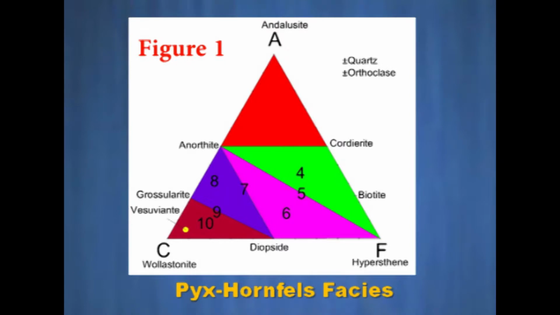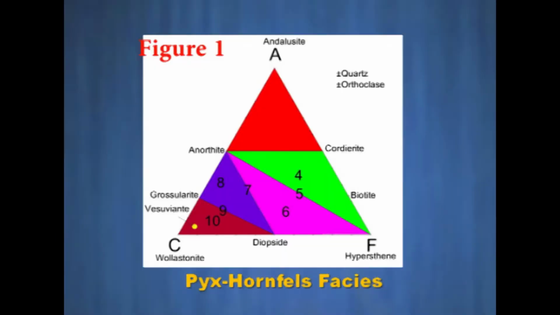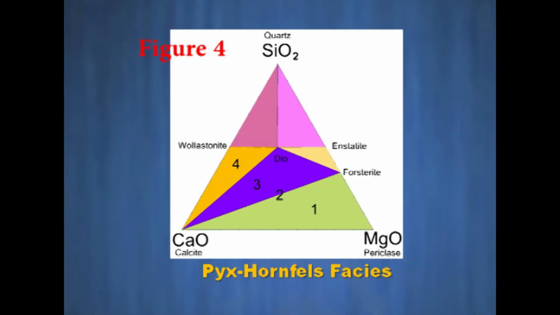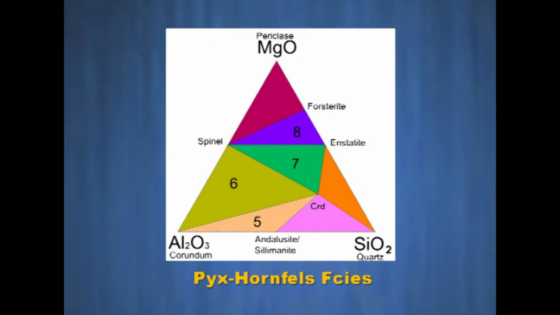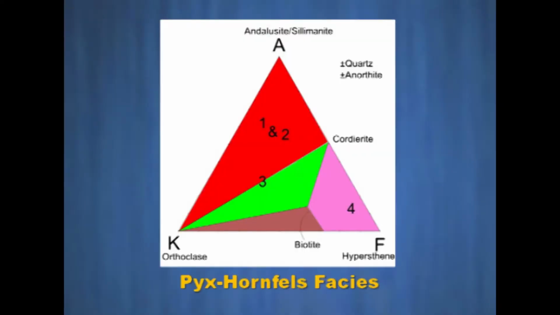Please see figures 1, 2, 3 and 4 on the screen, that is ACF, AKF, AFM and CaO, MgO, SiO2 as well as Al2O3, MgO and SiO2 diagrams. The important assemblages are like pelitic and quartzo-feldspathic assemblages. First is andalusite, cordierite, quartz, orthoclase, biotite.